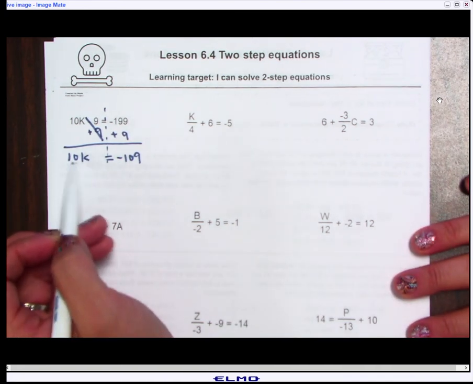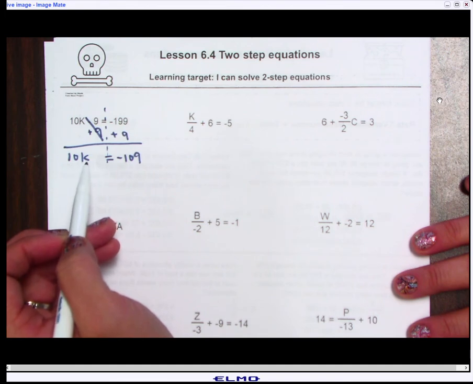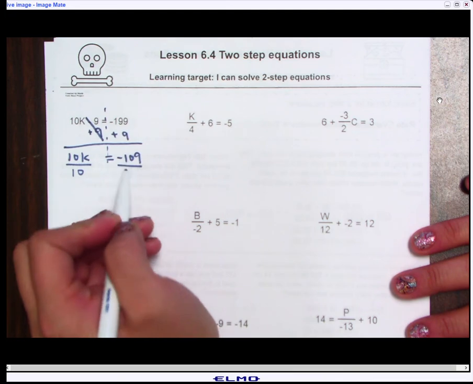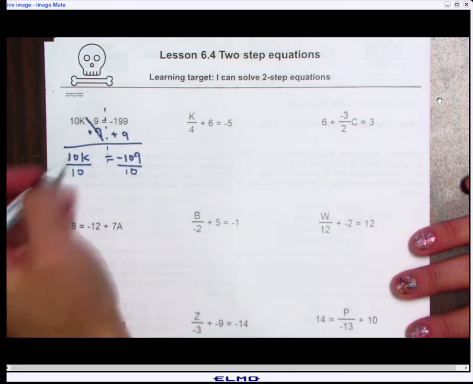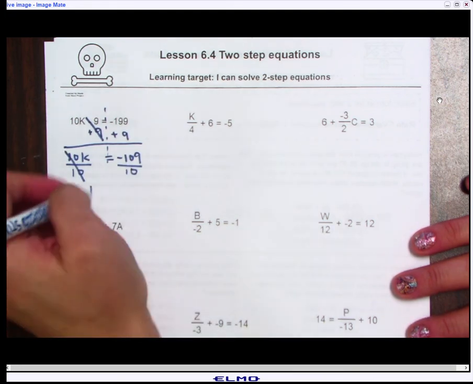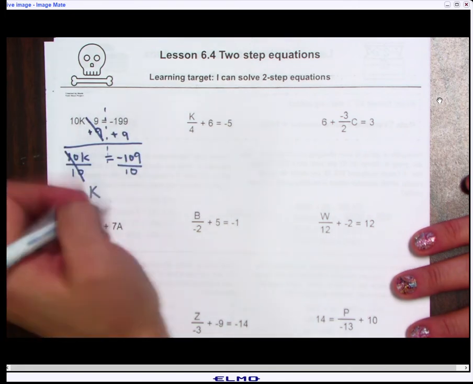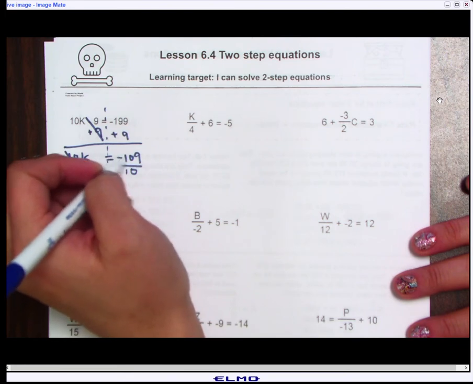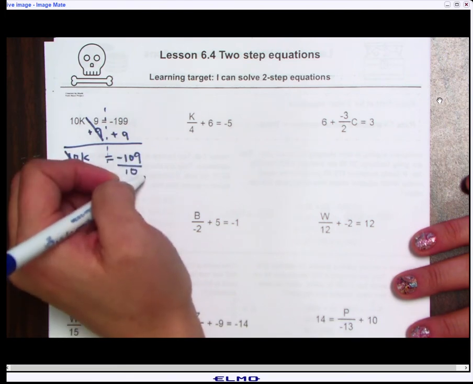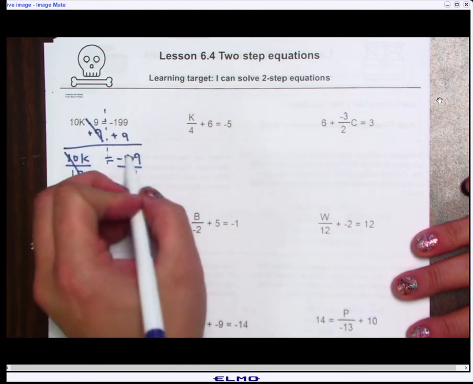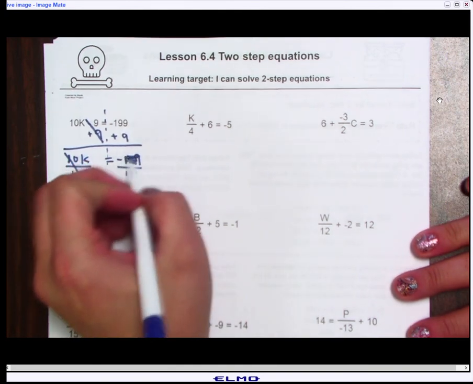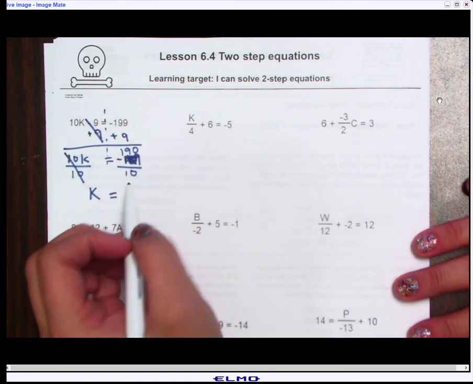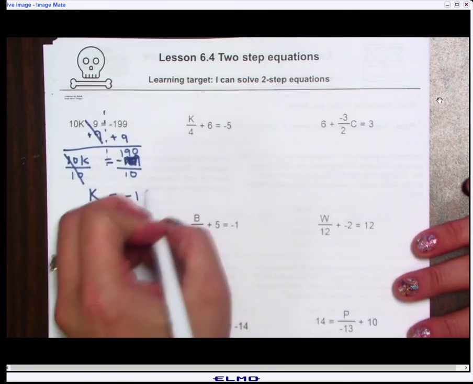Step 2 is to, again, look for the variable. And this is 10 times k. So I'm going to do the opposite, which is dividing. I'm going to divide both sides by 10. This crosses out. I've got k. Bring down my equal sign. And then I'm going to do negative 109 divided by 10. Sorry, guys, this is negative 190. Didn't mean to mess that up. Negative 190 divided by 10, and that is negative 19.